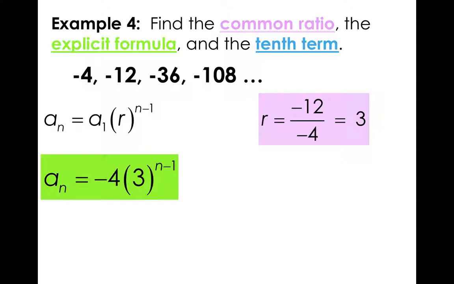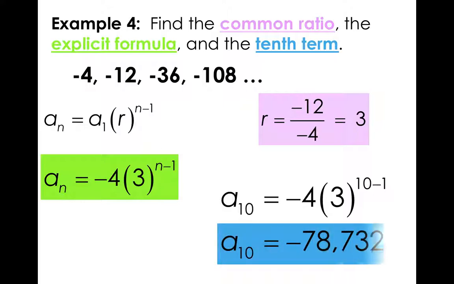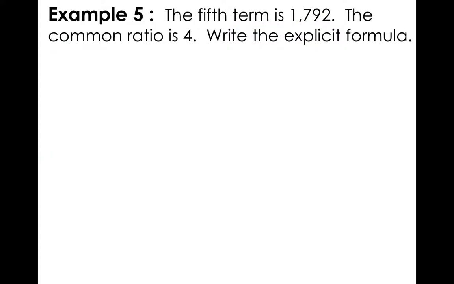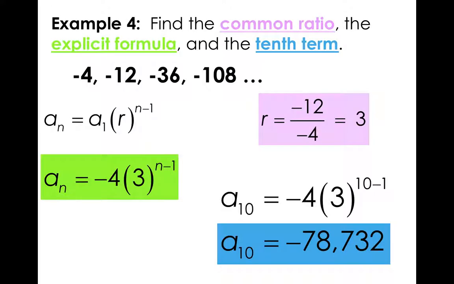And Ms. Waddy, tell us what our answer is for this problem. What term is in the 10th position? So hopefully her answer is correct. You should have gotten a sub 10 is equal to -78,732. So we just completed some examples dealing with explicit formulas and common ratios and finding terms in certain positions.